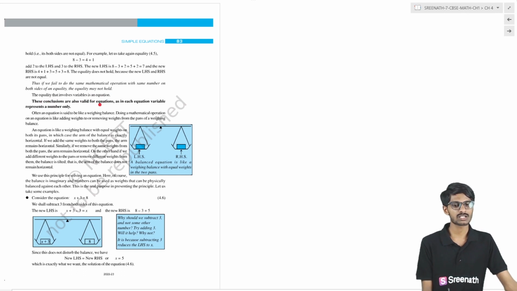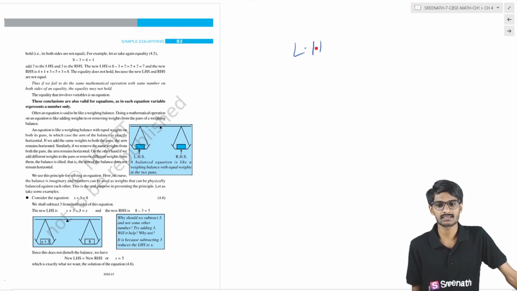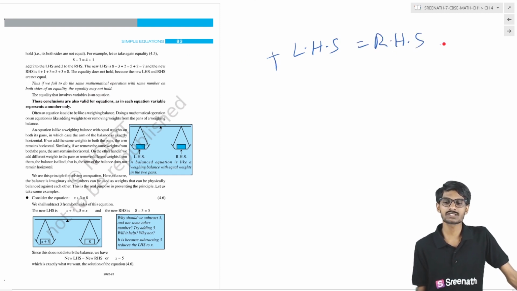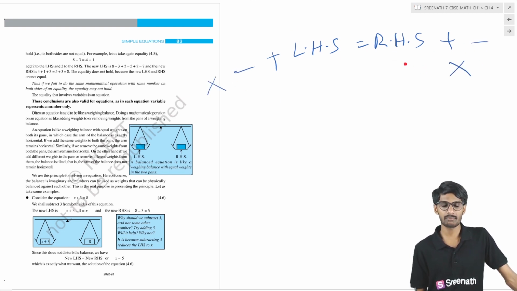These conclusions are also valid for equations. Basically, LHS equals RHS. If you add on both sides, there will be no problem. If you subtract on both sides, there will be no problem. If you multiply on both sides with the same number, there is no problem. We have to add the same number on both sides, and subtract the same number on both sides.